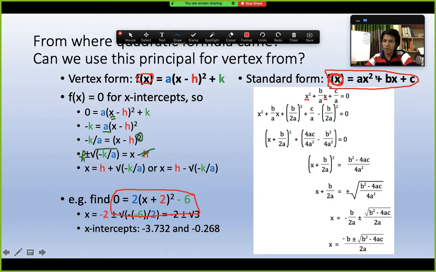Now you see, we will try to free this x squared. So to free this x squared, we have to divide everything by a. This divided by a, this divided by a, this divided by a, and this 0 divided by a. And 0 divided by a means 0. Then a cancels out, so we have x squared, plus b by a x, plus c by a. This is how we get this line.